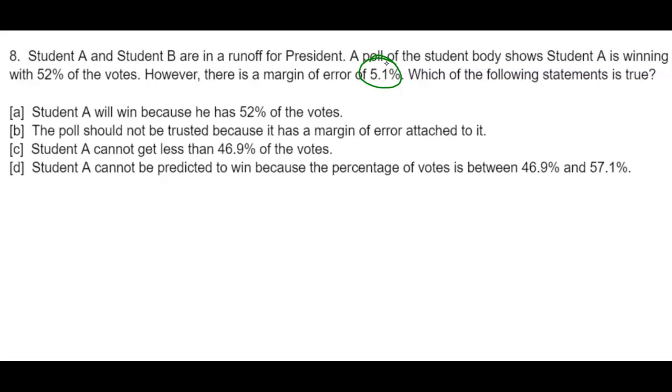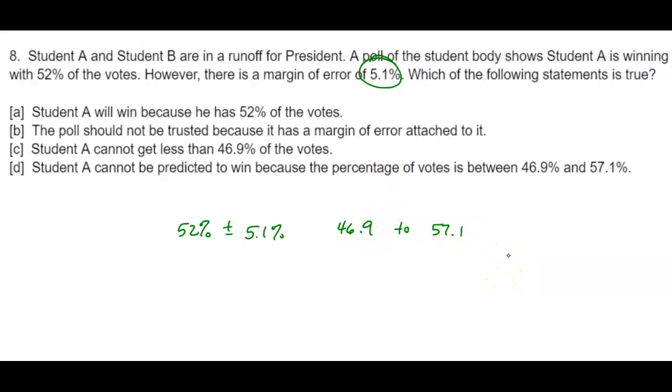So my population mean for this example is 52%, with a margin of error of 5.1. So we're going to add and subtract 5.1% to 52% to get that range of plausible values. If you do that, you get that your range is 46.9 to the left and all the way to 57.1 to the right.